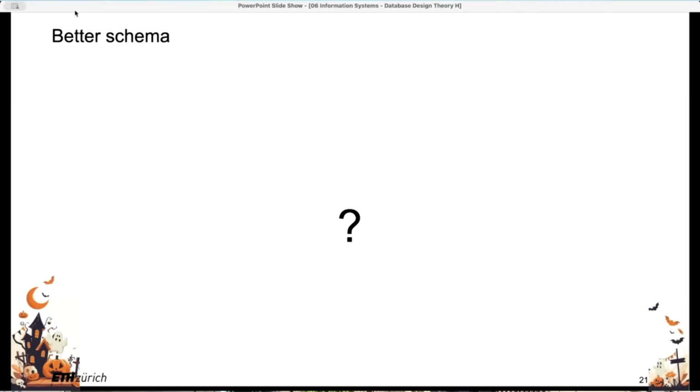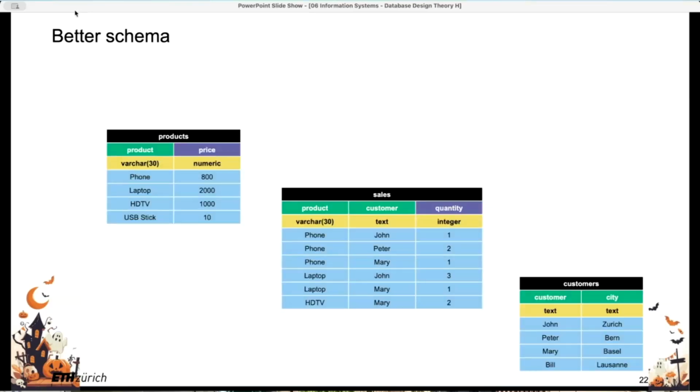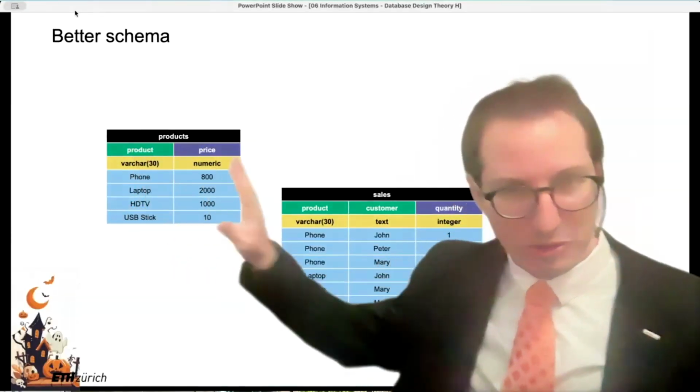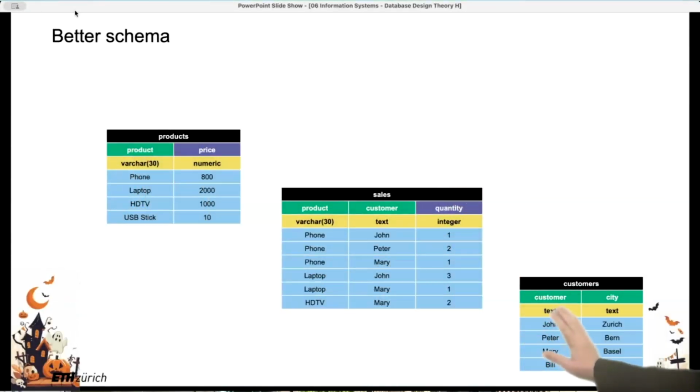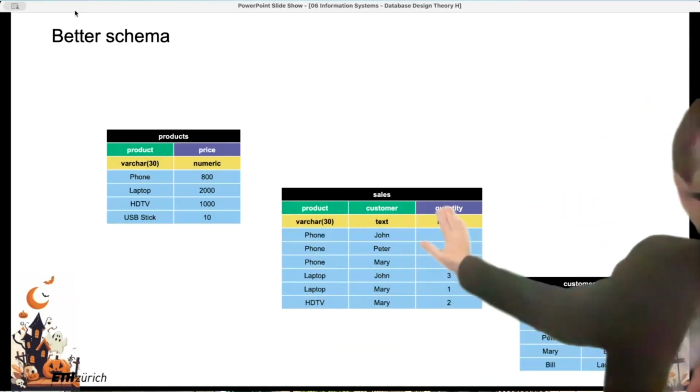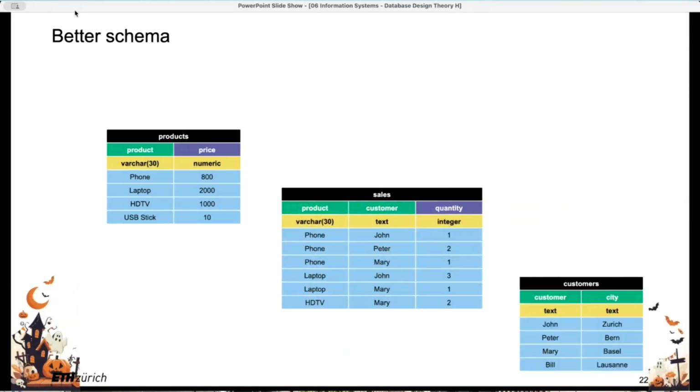How can we fix that? Yes? Yeah, exactly. Separate the tables. That's exactly the idea. You basically store the same information in different tables, and each table does just one thing. We have one table that only does the products, one table that only does the customers, and one table that only does the sales, right?